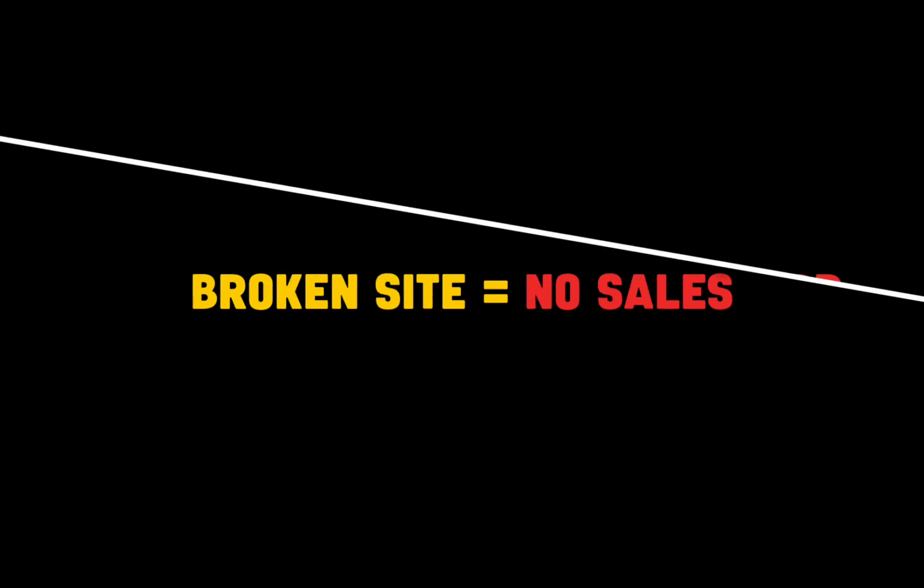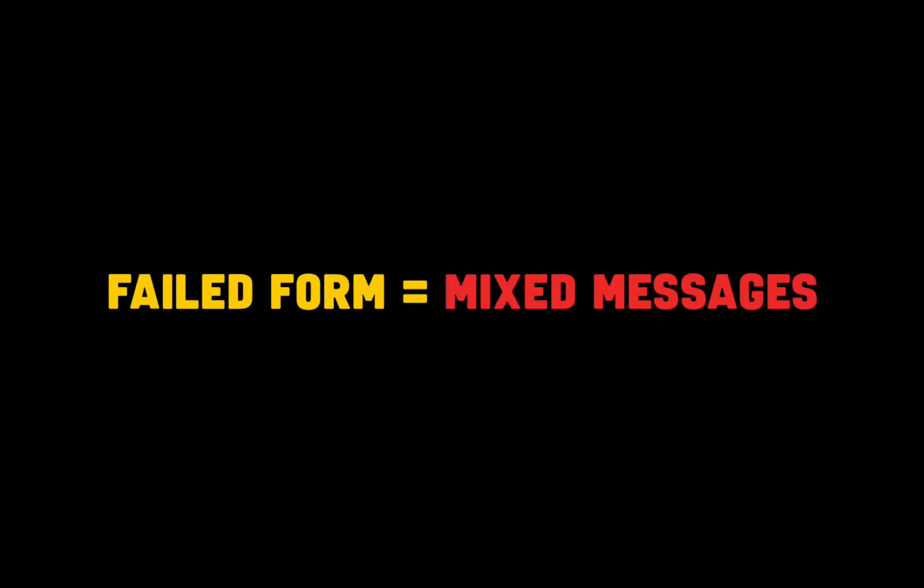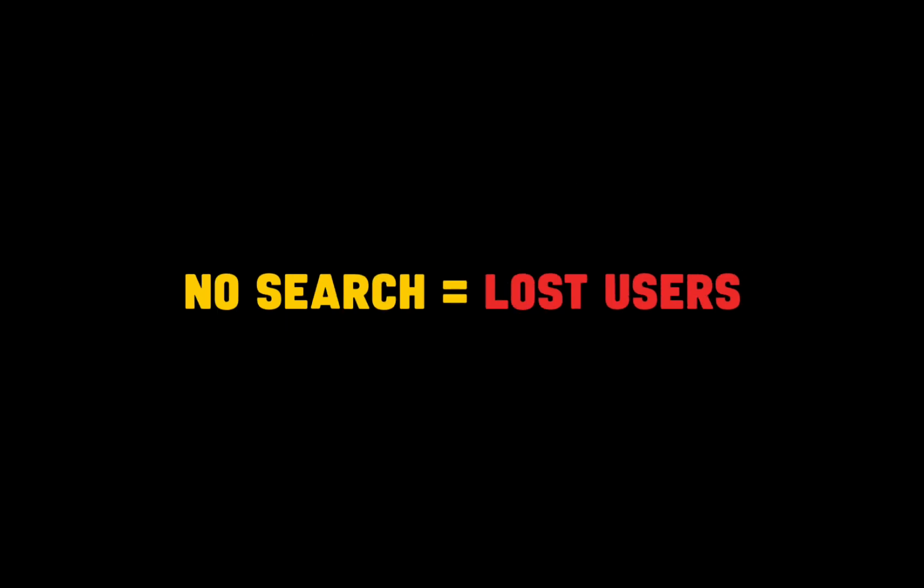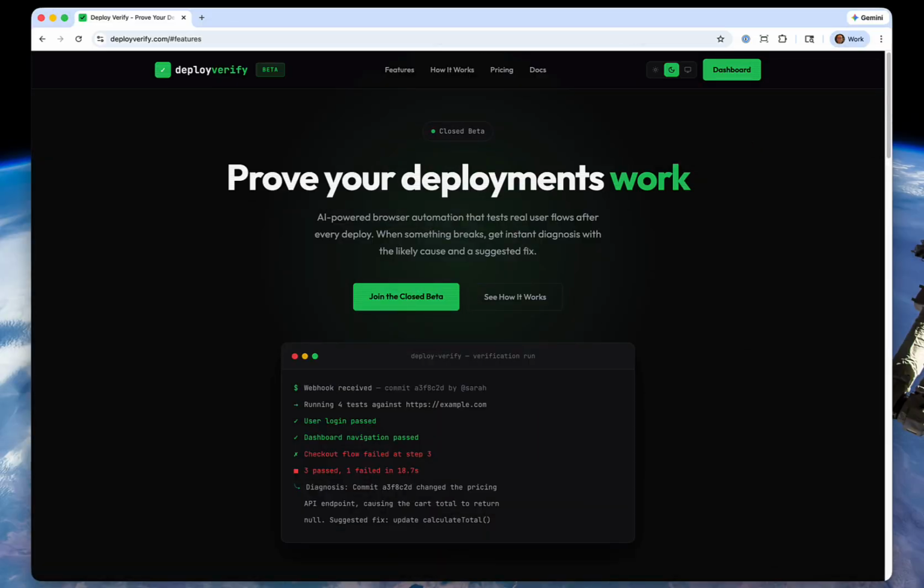A successful build does not guarantee a working app. A site can compile perfectly and still ship a broken checkout flow, a failed form submission, or a search feature that returns nothing. In production, that can mean lost trust or lost revenue within minutes. Deploy Verify closes that gap.